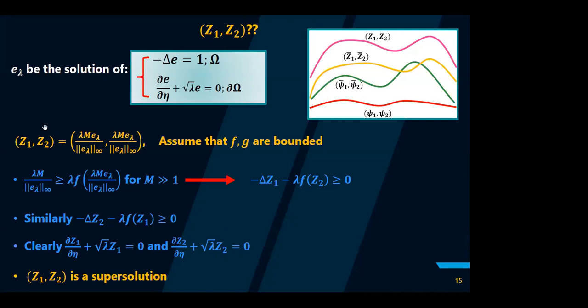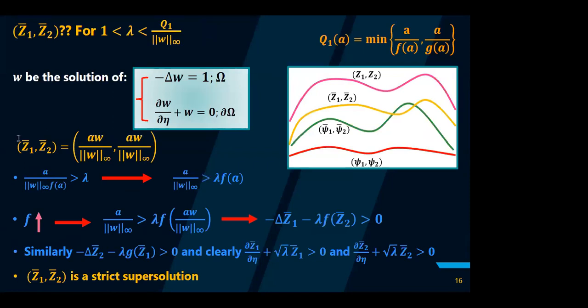All right. Next, I want to construct an intermediate strict super solution C1 bar comma C2 bar for lambda between 1 and this number. To construct that, I'm going to take W to be the solution to this boundary value problem, and I'm going to take Z1 bar comma Z2 bar to be this particular pair. Now using the fact that lambda is less than this number, we have this inequality right here. Now rearranging the terms, we get this inequality over here.